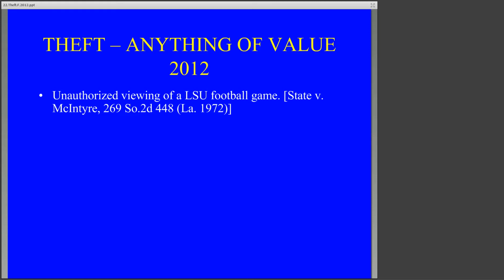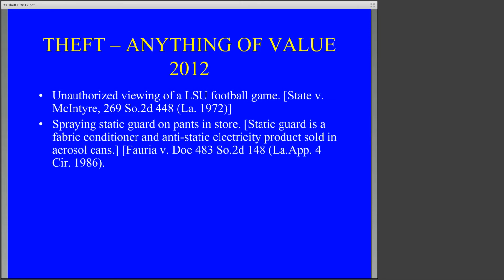Unauthorized viewing of an LSU football game, or the attempted unauthorized viewing, is not subject to the theft statute. What about a person going into a grocery store, picking up a can of Static Guard, because the pants have wrinkles, and that person sprays the Static Guard and decides not to purchase it and puts it down? Static Guard is a fabric conditioner and anti-static electricity product sold in aerosol cans. In this case, a security guard saw the individual spray the Static Guard.